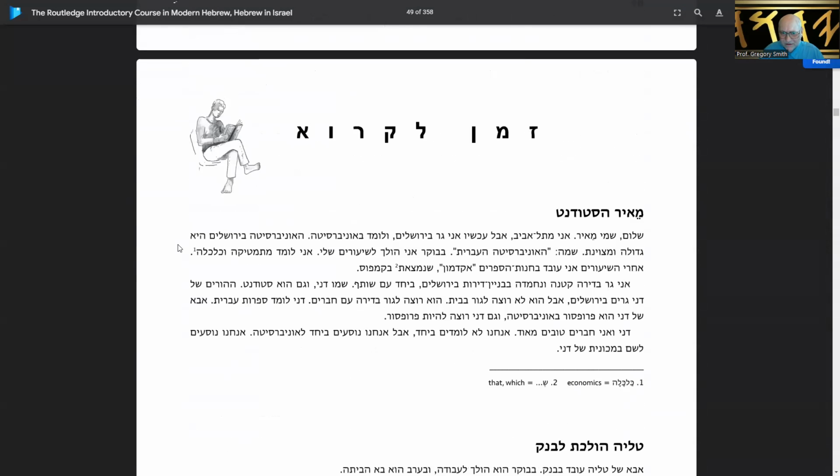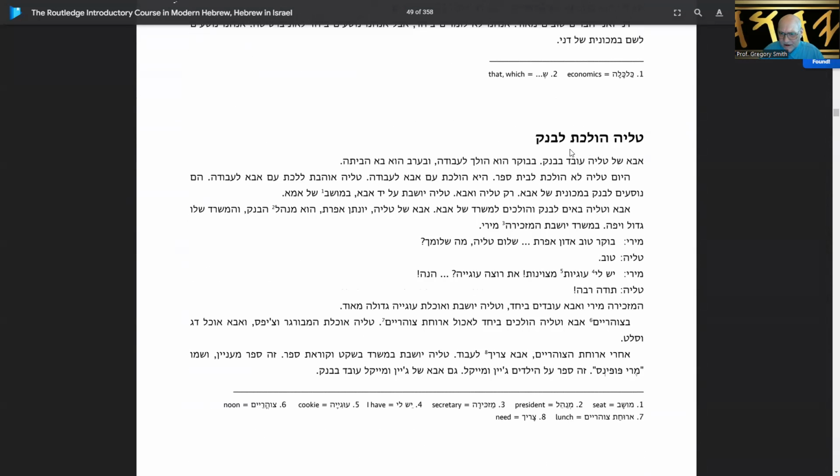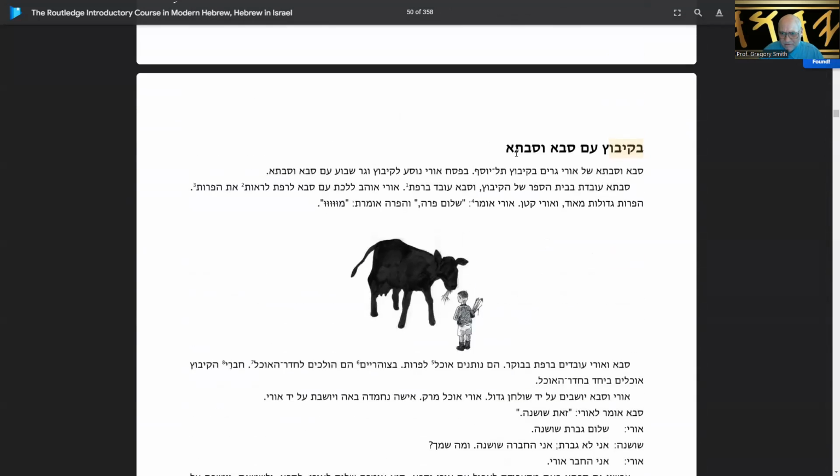So last time we did these 2 essays here. This one was about Meir the student, Meir HaStudent. And then this one is Talia Holechet LaBank. Talia goes to the bank, and we learned in that story that she went with her father to the bank. Now we've got this one here, and let's see what we can come up with. Also, as always, I will use Google Translate. Google Translate's a very powerful tool. If you get stuck on something, use that, and it'll help you get out of a ditch, so to speak.